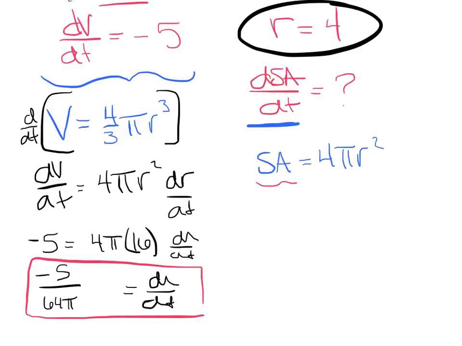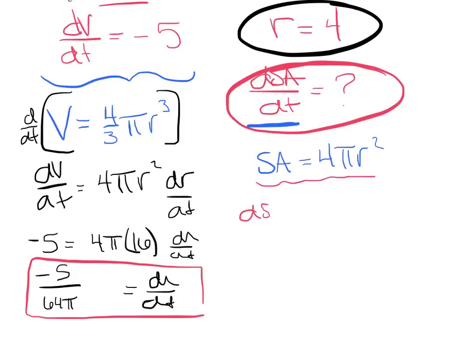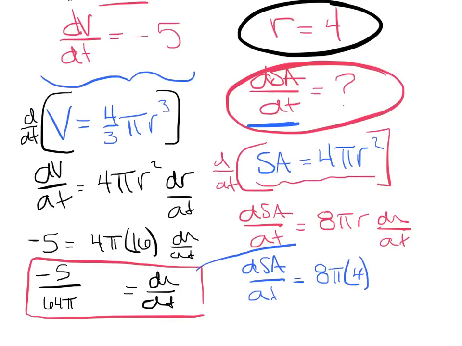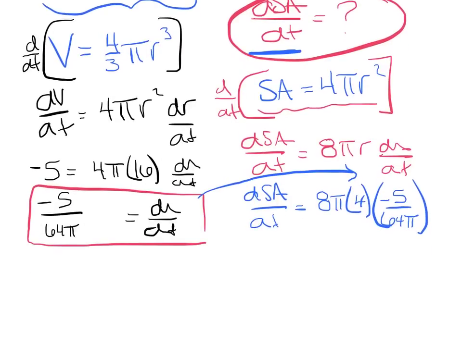So I have the surface area formula. I know I'm taking the derivative because that's what they're asking for. So the derivative of surface area equals 8 pi r dr/dt, of course. Again, I'm taking this derivative with respect to time. I'm finding the derivative of surface area, and hopefully now I know everything else. My radius, they said, was 4, and remember, you just got dr/dt, that's why they gave you this dV/dt. We can now substitute this in: -5 over 64 pi.